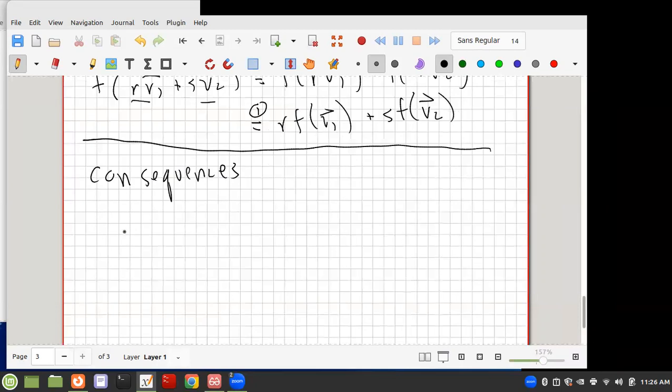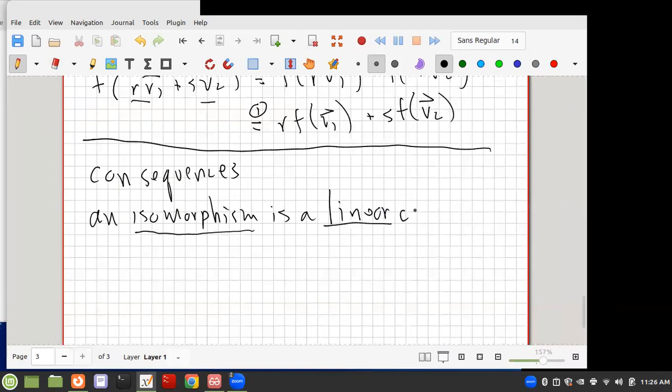Let's say that there's an isomorphism. Okay, well, first of all, I didn't define isomorphism. An isomorphism is a linear correspondence.